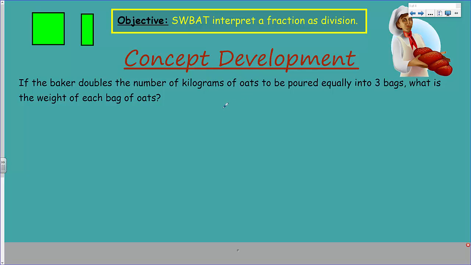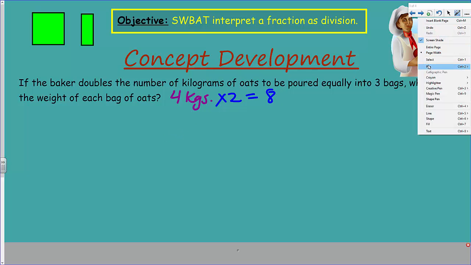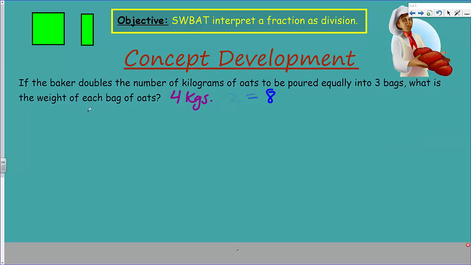I'm not afraid. If we had 4 kilograms, which is what we had before, and we double the number of kilograms, that means times 2. It's going to equal 8 kilograms. So let's go ahead and do that. We're drawing a whole thing here. We're still dividing by 3.